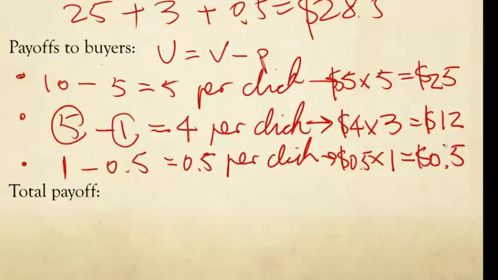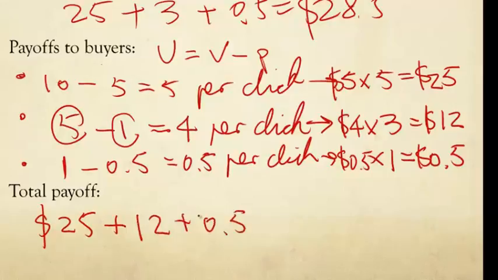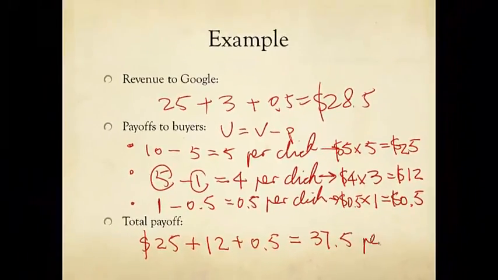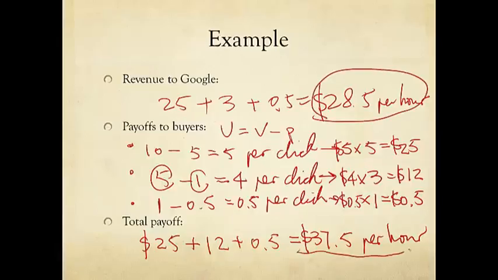So the total payoff is $25 per hour for the first bidder, plus 12 for the second bidder, plus half for the third bidder, which is 37.5, and this is in per hour, just like here, per hour, because it reflects both the payoff per click and the expected number of clicks per hour. So this is how much Google is receiving in the revenue, and this is how much net happiness payoff is received by the three bidders altogether.